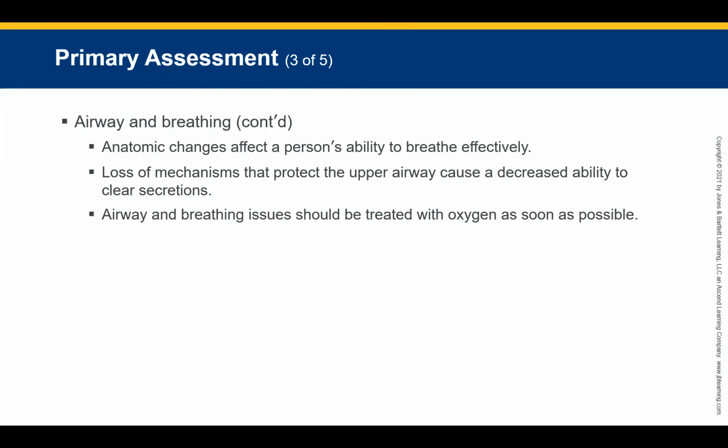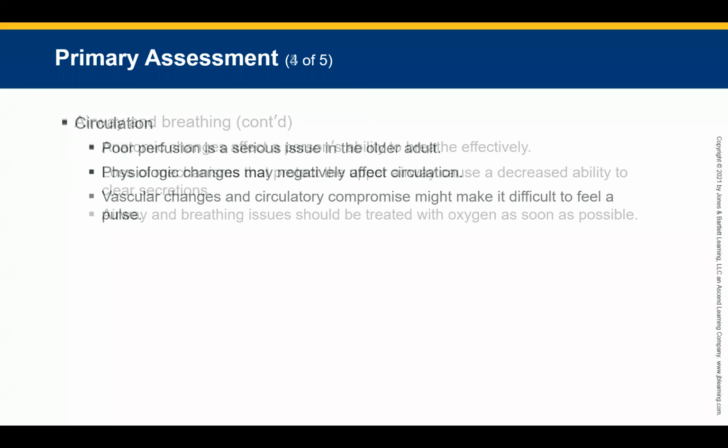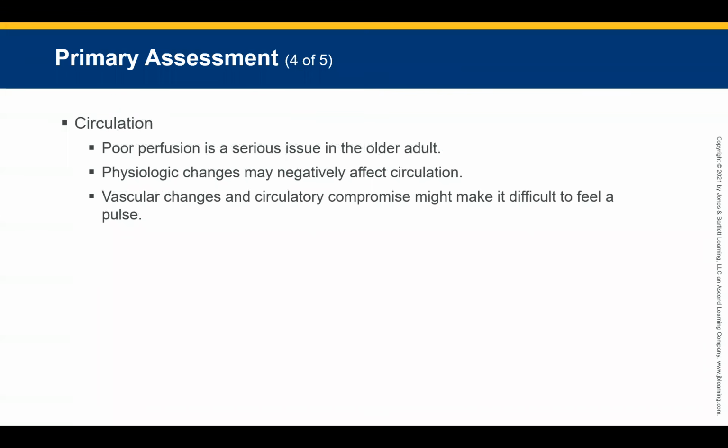Airway and breathing issues should be treated with oxygen as soon as possible and be considered a need for rapid transport if they are having issues with just breathing on a normal basis. There's no reason why we shouldn't provide them high flow oxygen and still continue our assessment. There's no reason why we can't do that. Circulation: lower heart rates and weaker and irregular pulses are very common in elderly patients. Vascular changes and circulatory compromise make it very difficult to feel a radial pulse in an older patient.